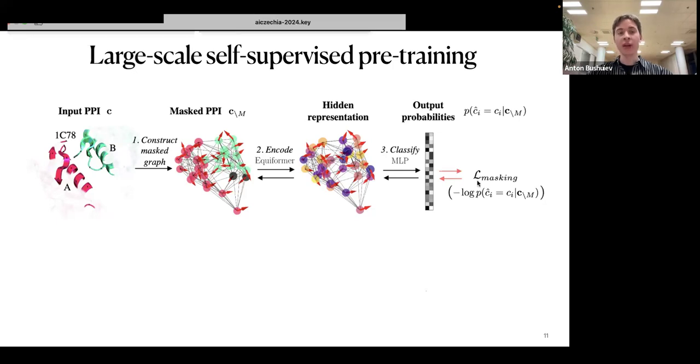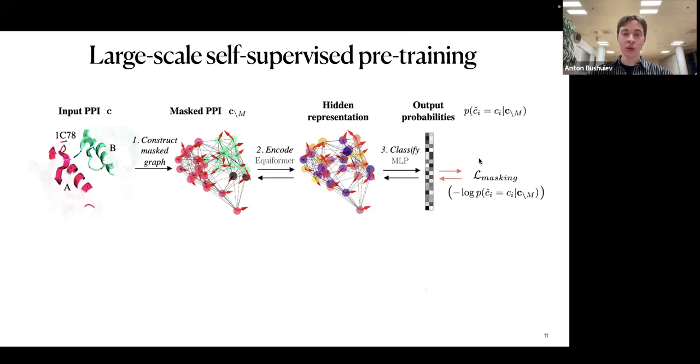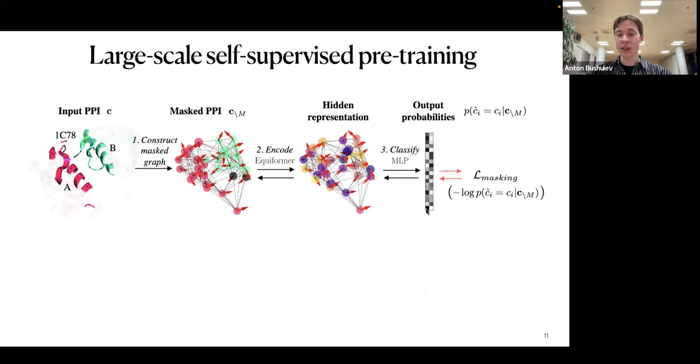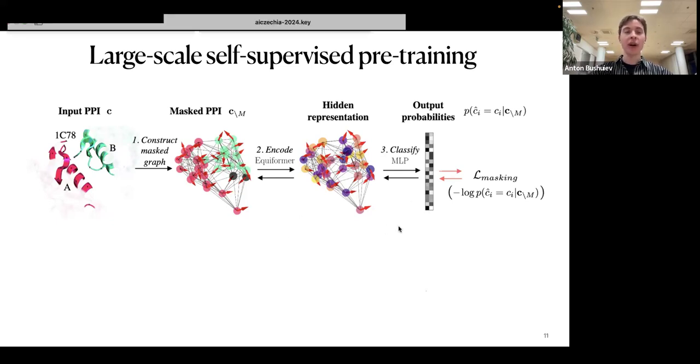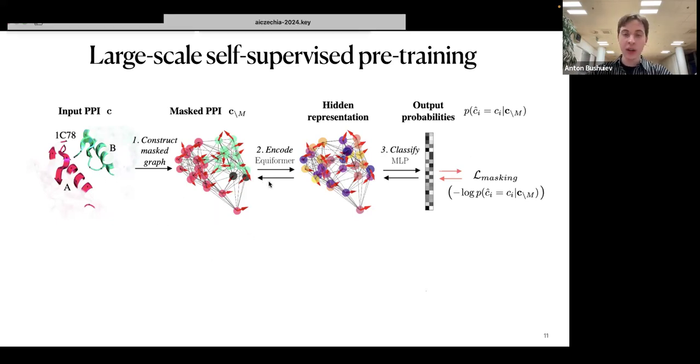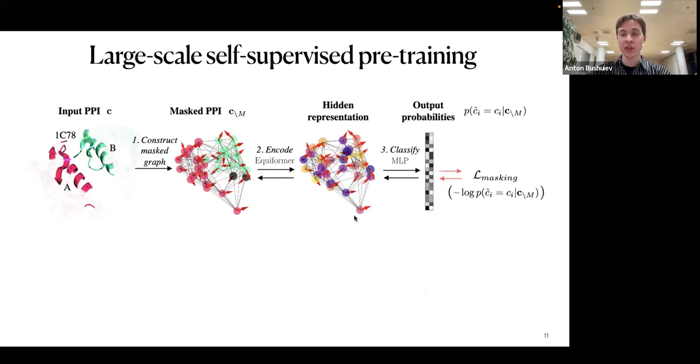And so we apply negative log likelihood loss so that the model learns which amino acids are missing. So intuitively, the loss is 0 when the model predicts 100% probability for the true amino acid and 0 for the rest. And so to summarize, we have this approach to sample really millions of masked examples and to train the model to reconstruct amino acids which are missing.